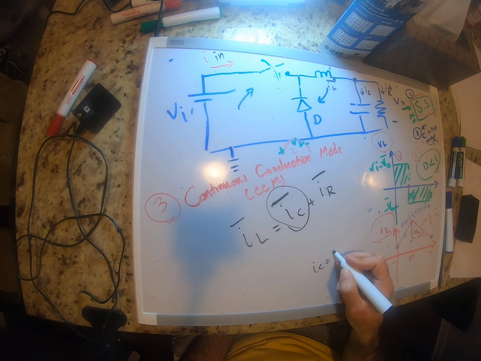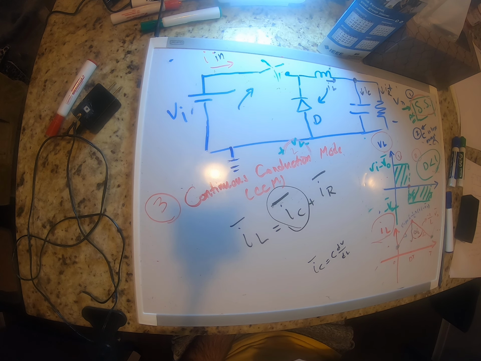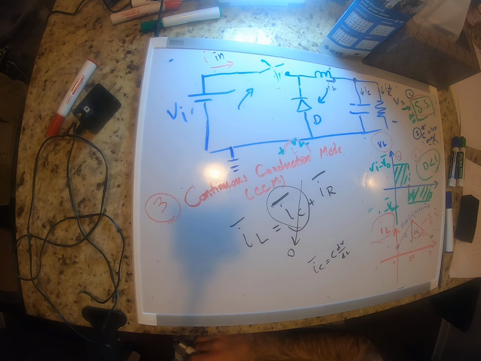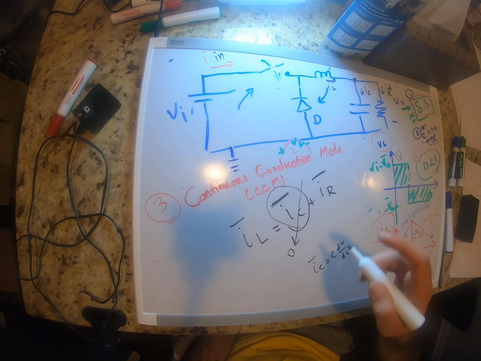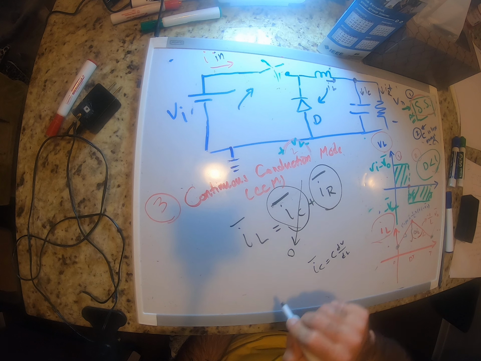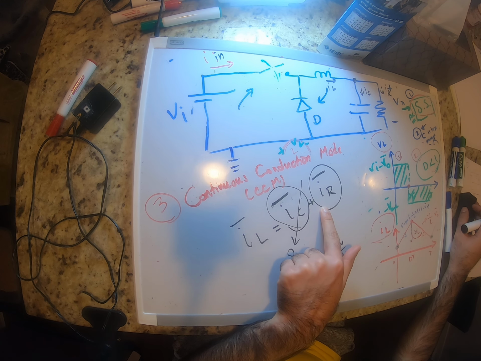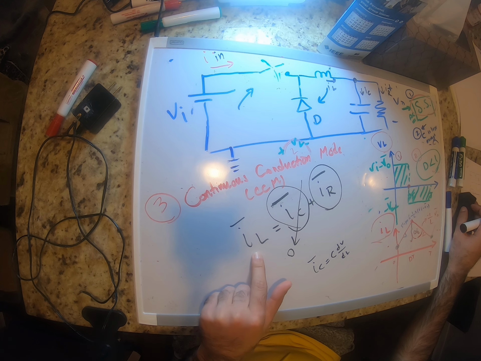IC is equal to C dVc over dt. What's the average of the current in the steady state? It has to be equal to 0. So it means that the average of the current that goes through a resistor is the same as the average of the current that goes through the inductor.